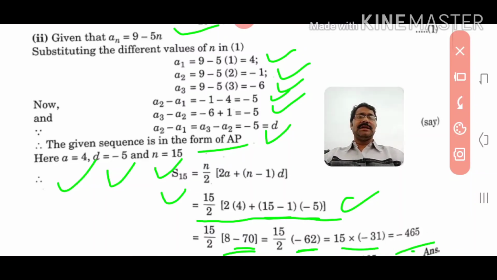So hope you understand these, and some homework also I have given, so you will do it in your notebook.